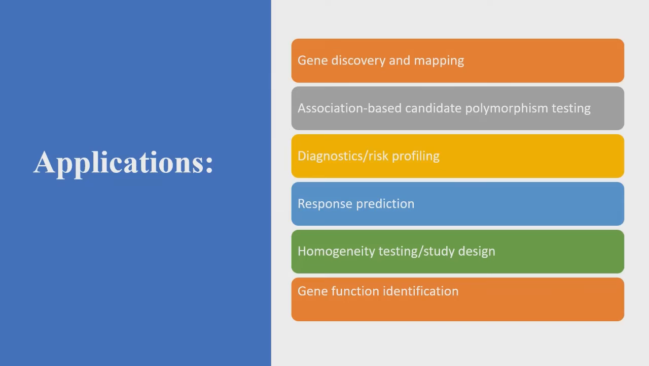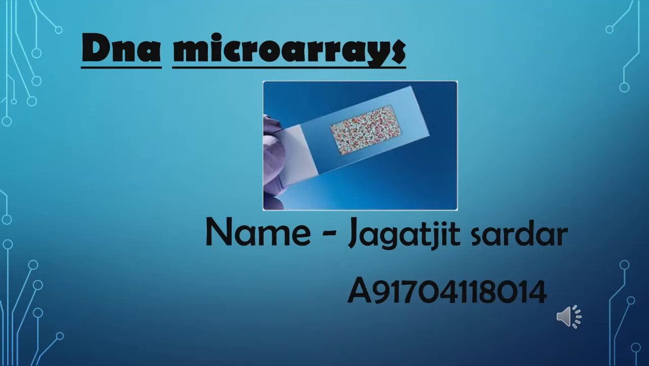Here is the list of applications: gene discovery and mapping, association-based candidate polymorphism testing, diagnostic or risk profiling, response prediction, homogeneity testing and study design, and gene function identification. These are the shortlisted applications of SNP microarray. That is why the SNP microarray can be named the third marker for gene discovery. Thank you.